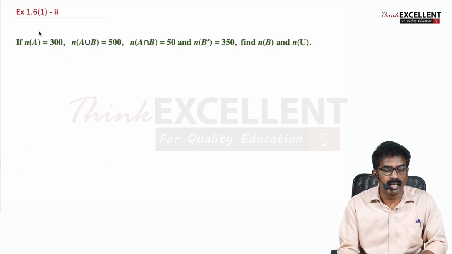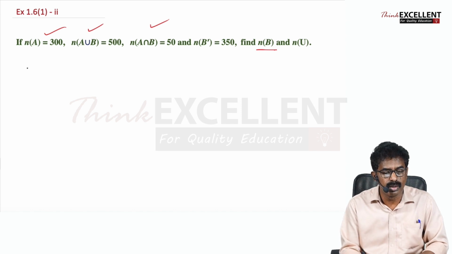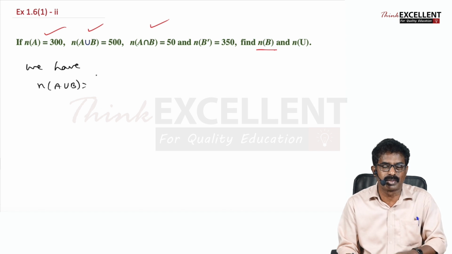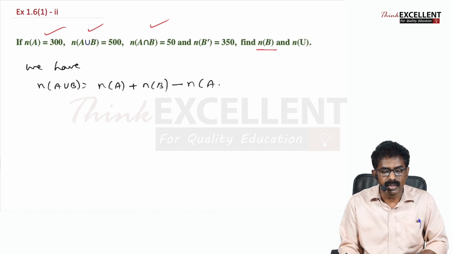Look here. N of A is given, N of A union B, N of A intersection B. So immediately you can find N of B. There is a relation connecting all the four. So we start from that addition theorem. We have N of A union B, only two sets, no? Easy. What's the formula? Only three terms. N of A plus N of B minus N of A intersection B.